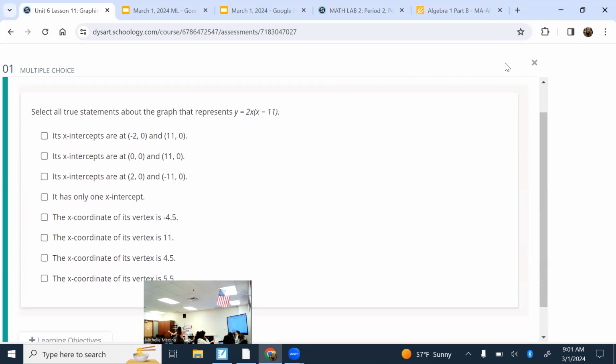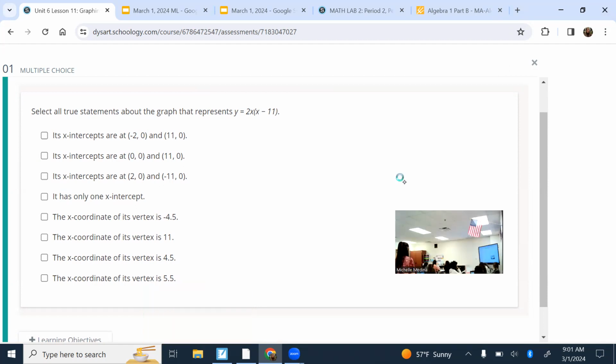So for number 1, you had to select all true statements about a graph represented by this expression. I'll do it the way that the lesson intended, which is without using a graphing calculator. Of course, you could type it in Desmos exactly how it looks and get the answers, but we do need you to know how to do things without it. Remember, you don't get Desmos on your state testing, so you do have to know how to do things without Desmos. Of course, you can always rent your own graphing calculator from the bookstore.